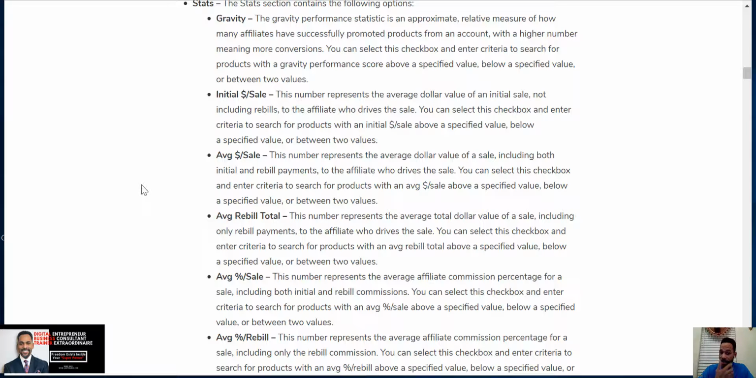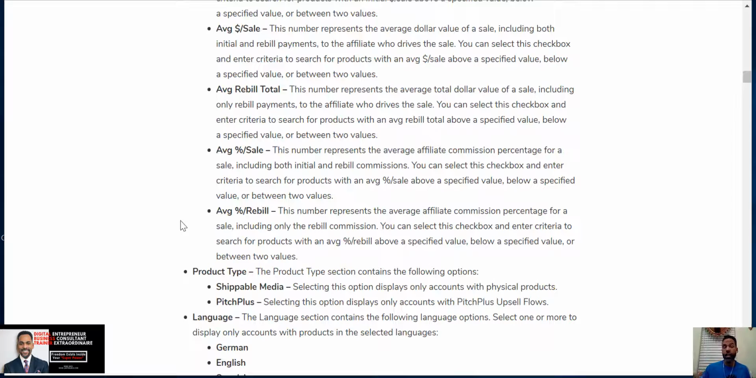All right, you can again select this checkbox if you want to filter based on the average dollar per sale. So all of these you can actually filter through. Again, I'm going to show you the best way to do it is to actually look at the gravity. I've skipped gravity for a particular purpose, so I'm going to go back to it. Don't think that I've missed it. It's on purpose that I'm covering the rest of this, because I want to get back in and spend a little bit more time on gravity. All right, average rebill total. Let me just scroll up here just a little bit. This number represents the average total dollar value of a sale, including only rebill payments to the affiliate who drives the sale. Again, you can search by that.